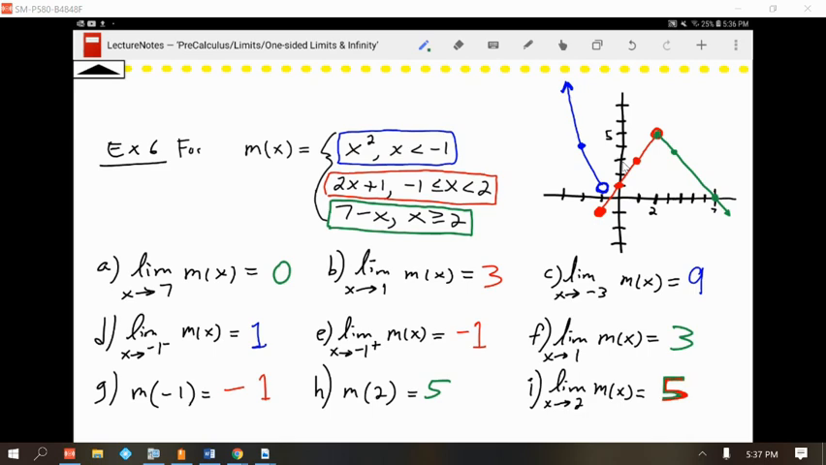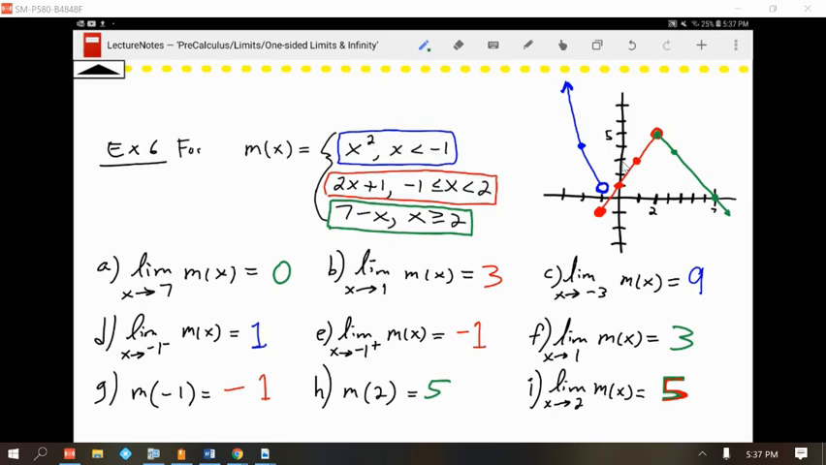Okay, part B. What's the limit as x approaches 1? Notice 1 fits into the middle piece. 1 is between -1 and 2. Okay, so I plug in 1, and 1 times 2 is 2 plus 1 is 3. Part C. What's the limit as x approaches -3? -3 is less than -1. So it's the top piece, and -3 squared is 9.